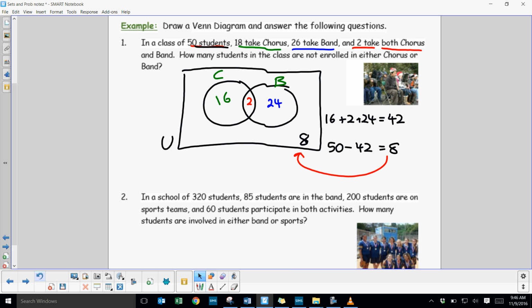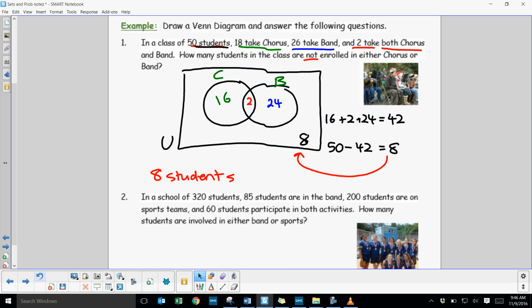How many students studied either chorus or band? Don't forget to write your final answer. Sorry, neither chorus nor band. I'm not enrolled in either, sorry, because of the word not. So we were correct, it's 8 students. So don't forget to write that at the end.